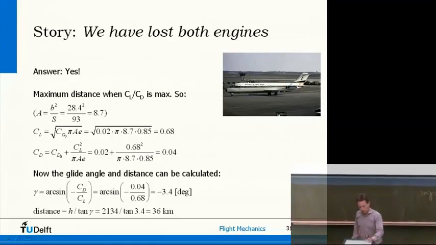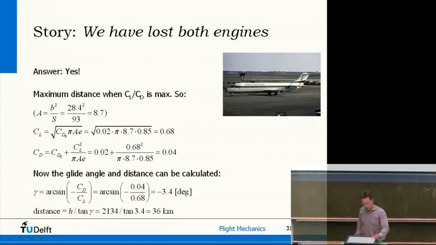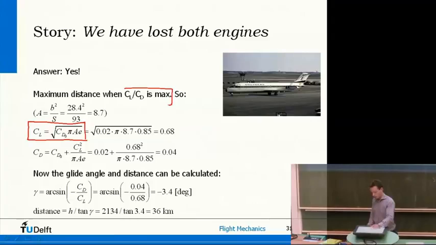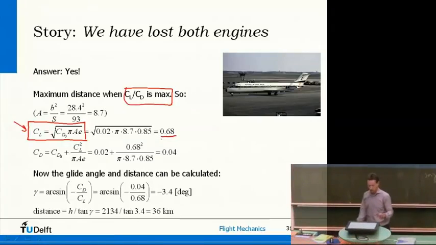We basically know that the most efficient lift coefficient to fly at for CL/CD max is this one. So if you know a bit about the aerodynamics of the plane, you can simply calculate, okay, this will result in a lift coefficient of 0.68, and from this we can calculate with the parabolic lift-drag polar what the actual CD value is. So that's 0.04.